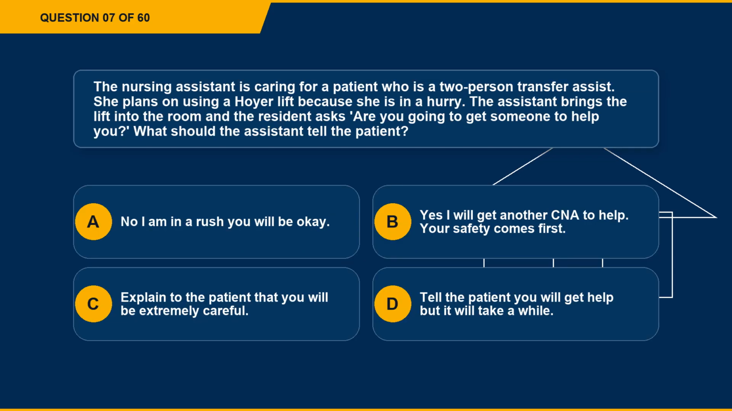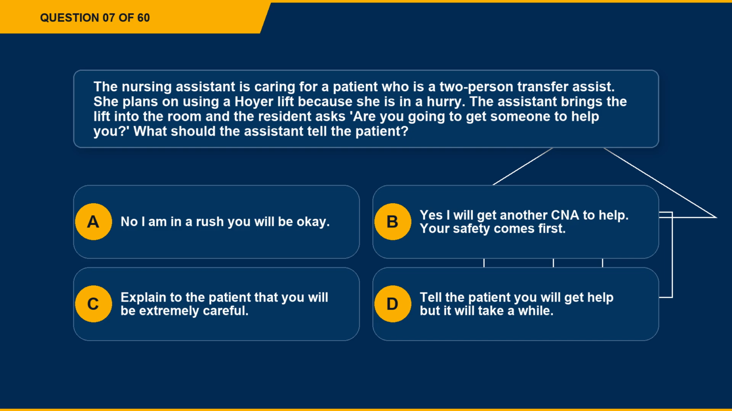Question 7. The nursing assistant is caring for a patient who is a 2-person transfer assist. She plans on using a Hoyer lift because she is in a hurry. The assistant brings the lift into the room and the resident asks, "Are you going to get someone to help you?" What should the assistant tell the patient? Option A, no, I am in a rush, you will be okay. Option B, yes, I will get another CNA to help.